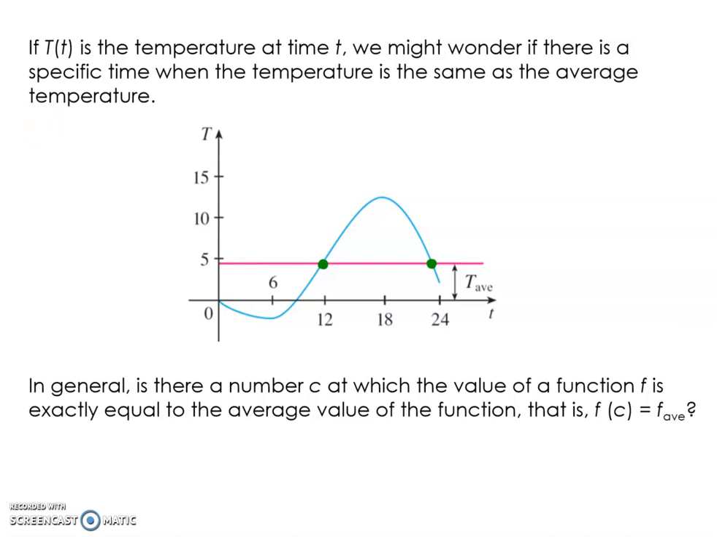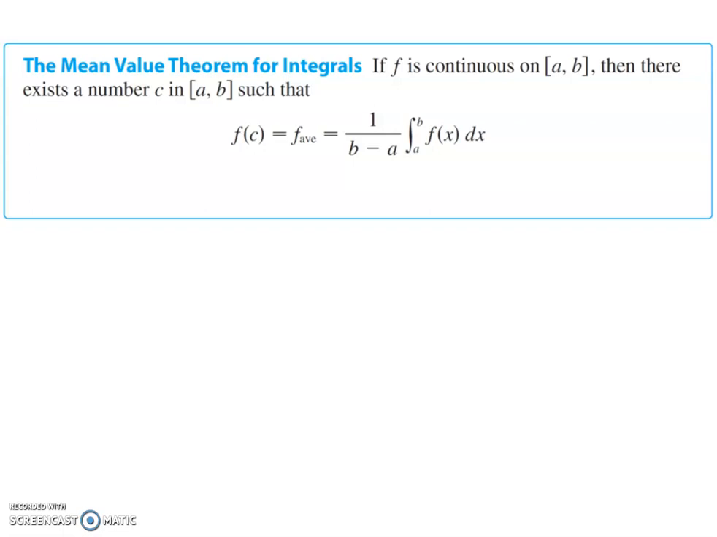Okay, so this kind of brings us back to one of the theorems we talked about earlier, which was the mean value theorem. So the mean value theorem for integrals is stating that if f is continuous, and this is key here, f has to be continuous on this interval, then there exists a number c within the interval such that f of c is equal to the average value.